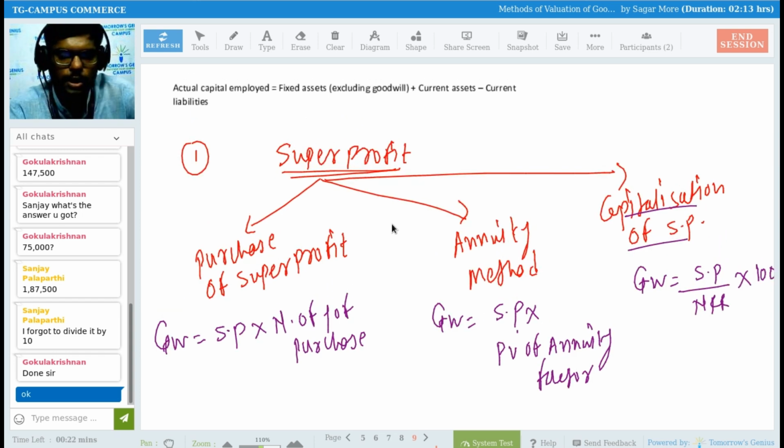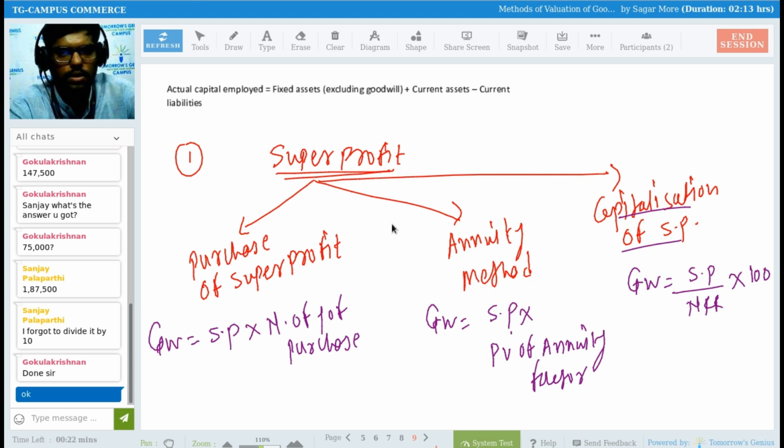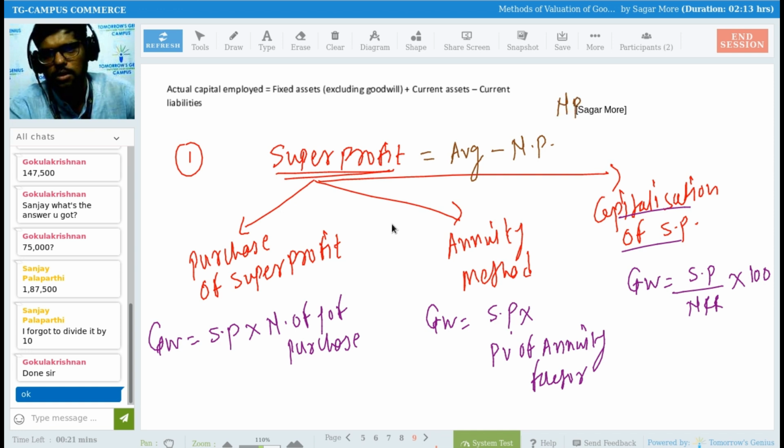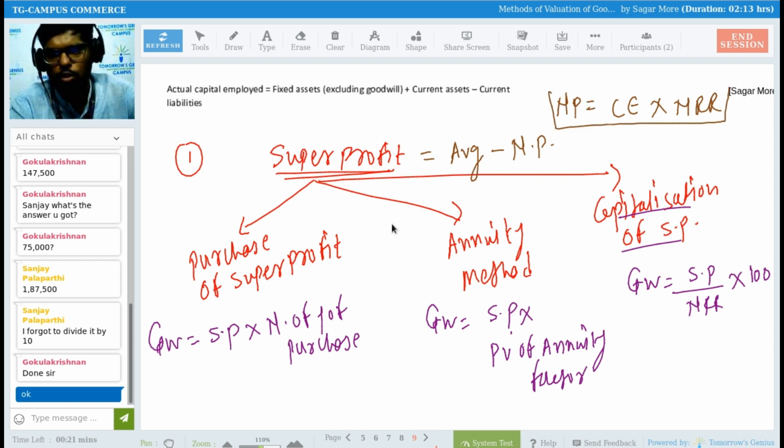And how to calculate super profit, sir? Super profit is equal to average profit minus normal profit. So how to calculate normal profit? Capital employed multiplied by normal rate of return. Yes. So what I'm expecting at present from you is just to remember the formulas and concept. How to apply that in a question, we'll discuss in the next session, right?